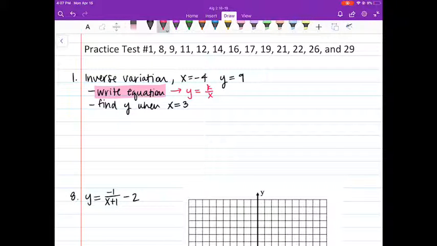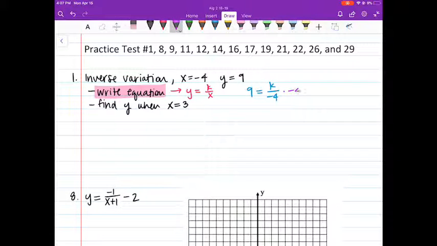equals k over x. Now, when I give you two values for x and y, once you know what something's equal to, you can swap it out and plug it in, right? So instead of y, we'll have 9. So 9 equals, we still don't know k, that's our first goal, divided by x we said is -4. Now from here, solving for k is nice and easy.